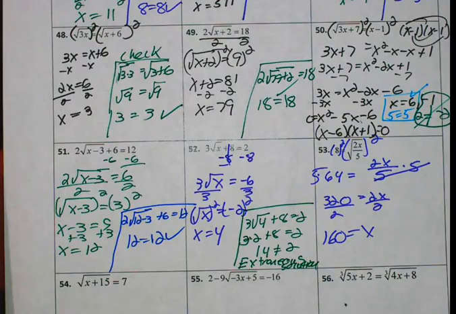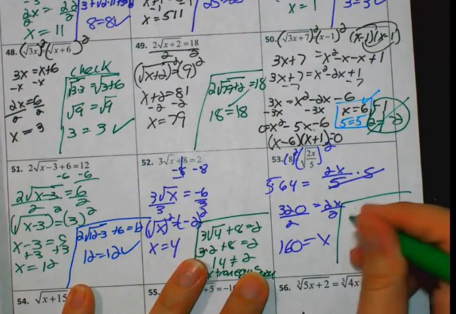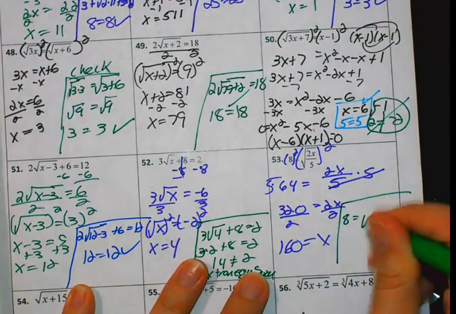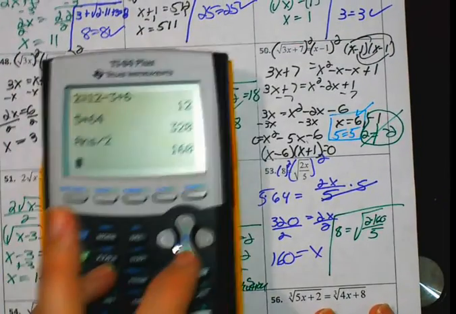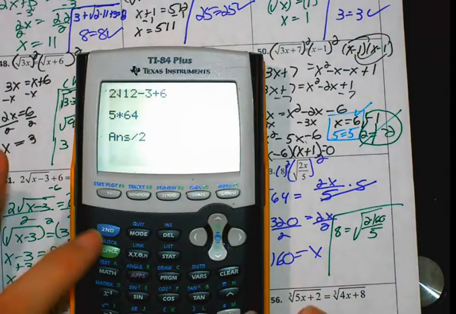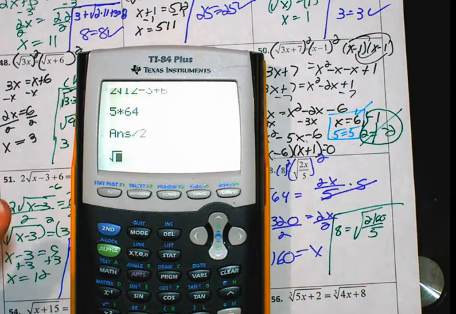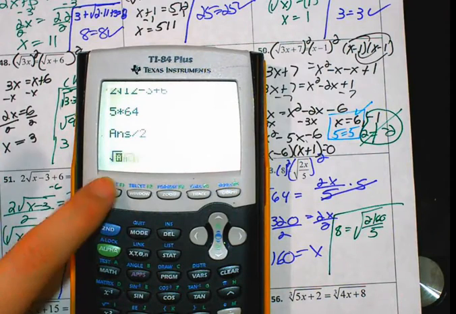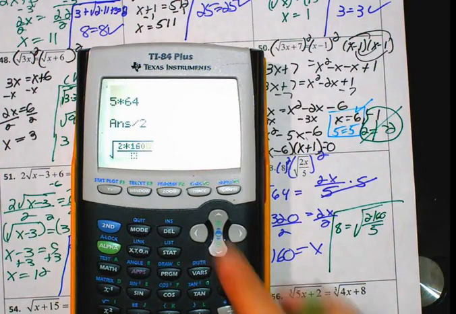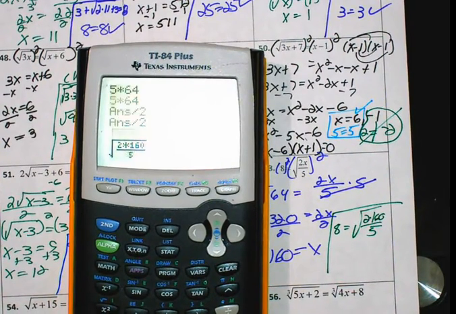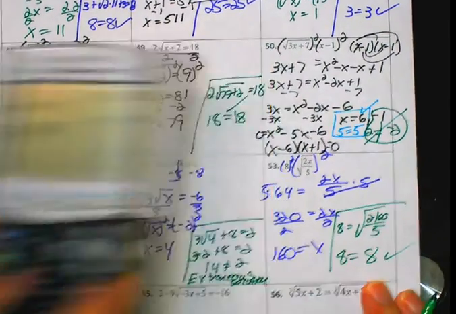Okay, so now we're going to check that. So 8 equals the square root of 2 times 160 divided by 5. I'm going to put that whole right-hand side of the equation in the calculator this time. I'm going to do second square root, and alpha y equals, because I want it to look like a fraction. So 2 times 160 all over 5. It gives me 8. 8 equals 8. That one checks out as well.